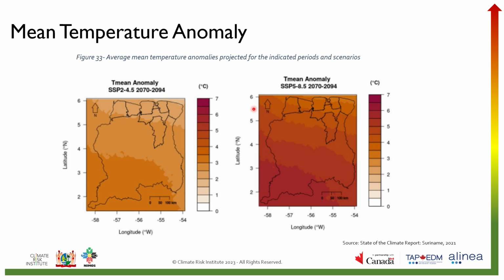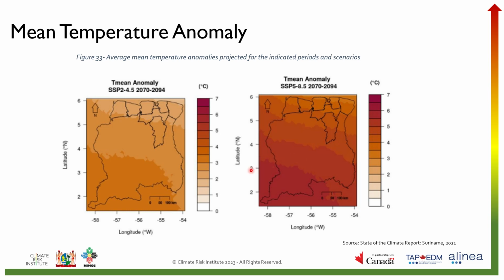These maps are showing the temperature mean anomaly for SSP2 4.5 and SSP5 8.5. And remember, this one is the medium emission scenario, and this one is the high emission scenario. Both of them are showing the long-term future period, so 2070 to 2094. We can see the projected increase in mean temperature will be the strongest in the southwest region of Suriname, and this is particularly pronounced for the SSP5 8.5, the high emission scenario.